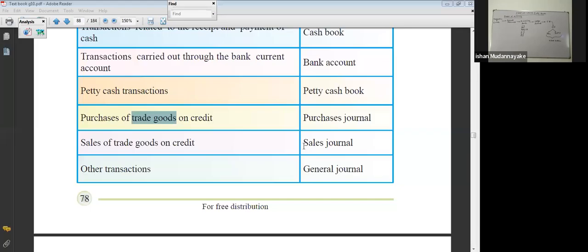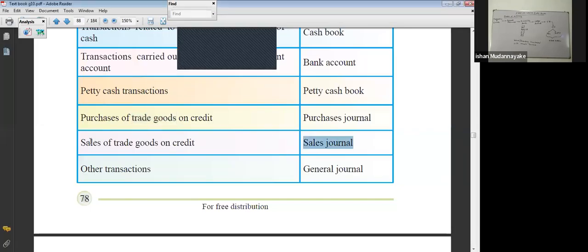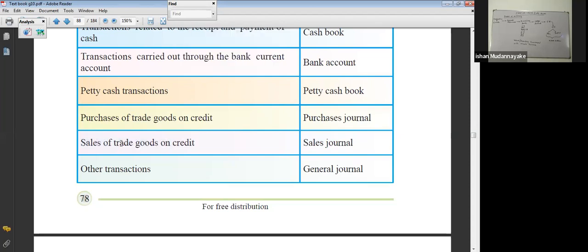Next one, sales. Sales journal. In the sales journal, we record sales of trade stocks on credit. Trade goods means the same. Sale of trade goods on credit. In the general journal, we record other transactions. We will discuss what the other transactions are later.